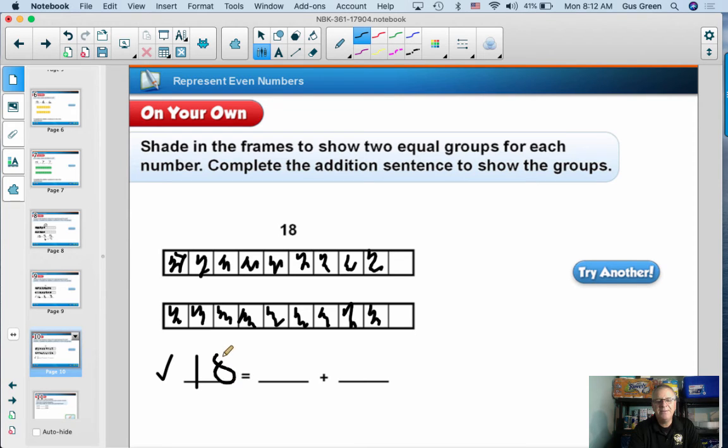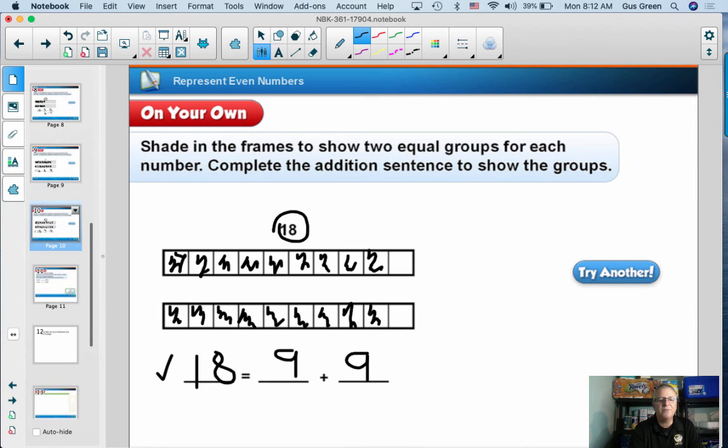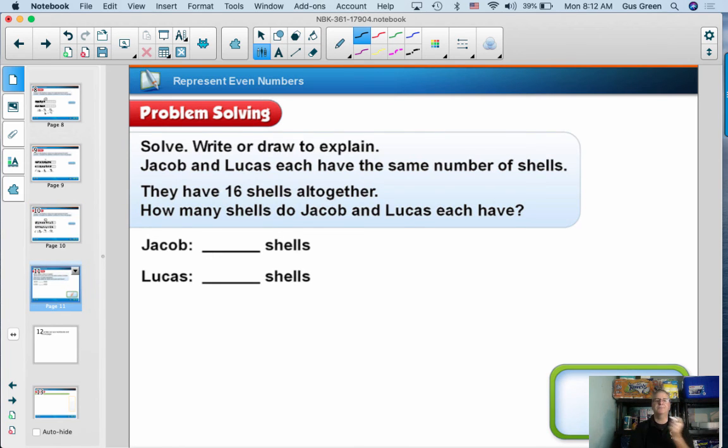So 18, the number I'm looking at total, and then the top row, 1, 2, 3, 4, 5, 6, 7, 8, 9. And the bottom row, 1, 2, 3, 4, 5, 6, 7, 8, and 9. 18 equals 9 plus 9. And using that top, bottom, top, bottom, top, bottom strategy is a good way to solve these problems if you're not sure.